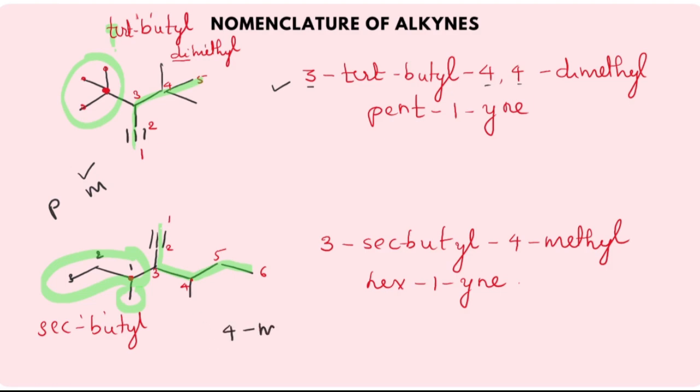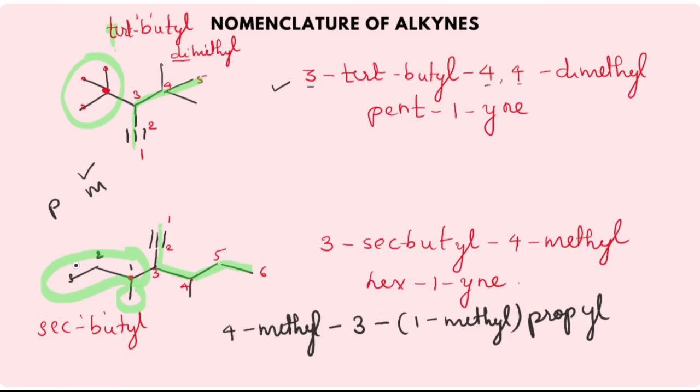Therefore, first you have to write it as 4-methyl. And then at third position, what do we have? At third position, we have a methyl attached to the first carbon of the propyl. Therefore, 1-methylpropyl. So at third position, propyl. So 3-propyl, which is attached to 1-methyl, and rest of the name is as it is. That is nothing but hex-1-ine. So this is the correct IUPAC name of this molecule.